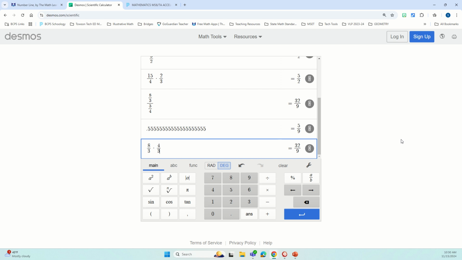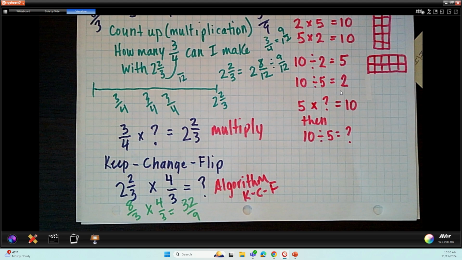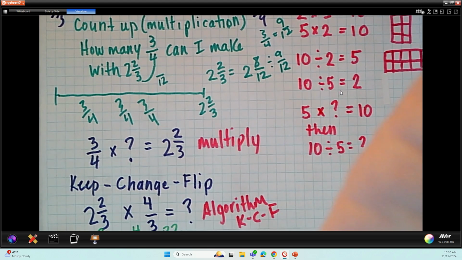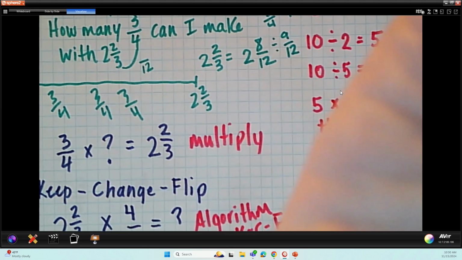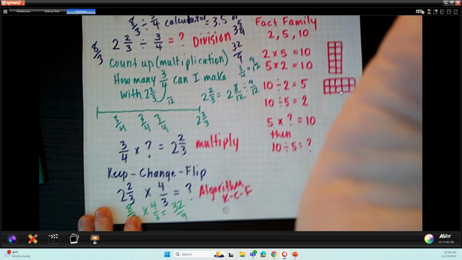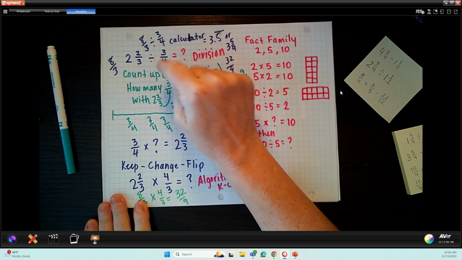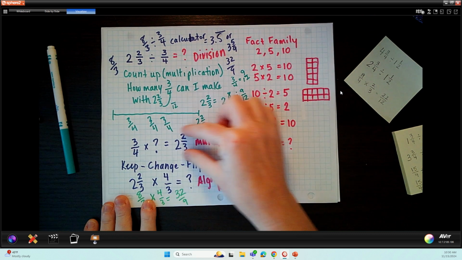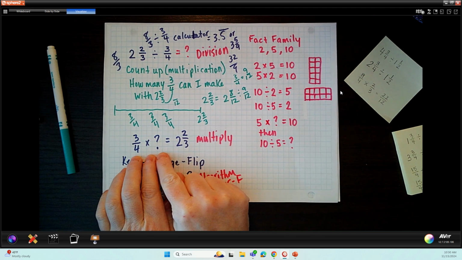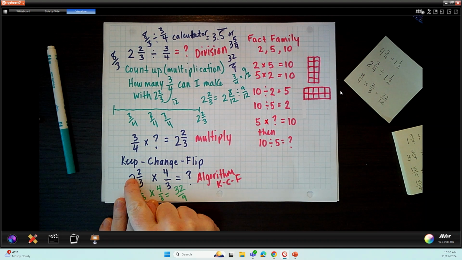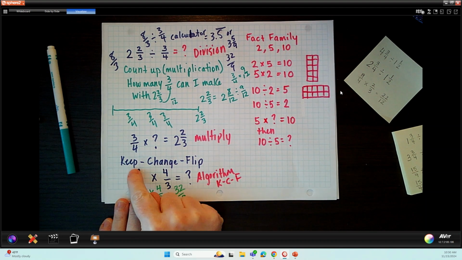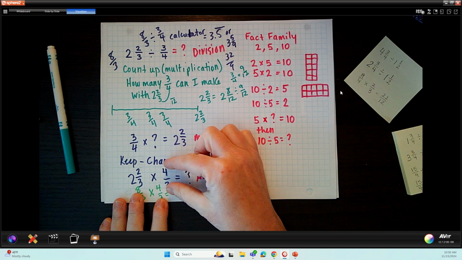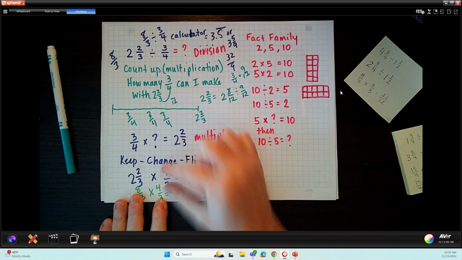Or we could make it a mixed number and say that it is equal to 3 5/9. All right, so again, students, we've been really practicing with this, so this should not be new to them. They should be able to recognize that a division problem can be written as a multiplication problem with a missing number, or it can be written as a multiplication problem using the keep, change, flip. But it's so important that they flip that second fraction.